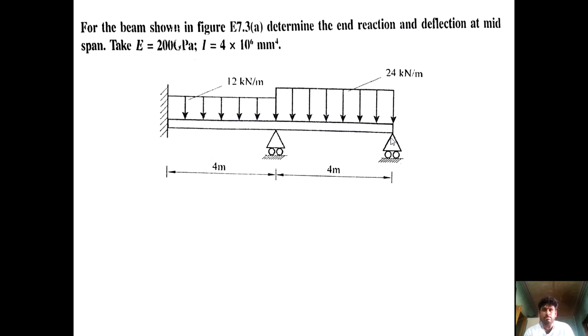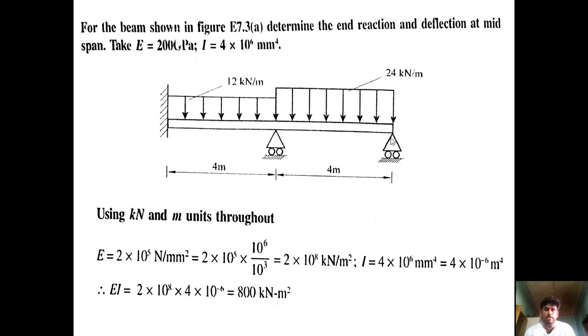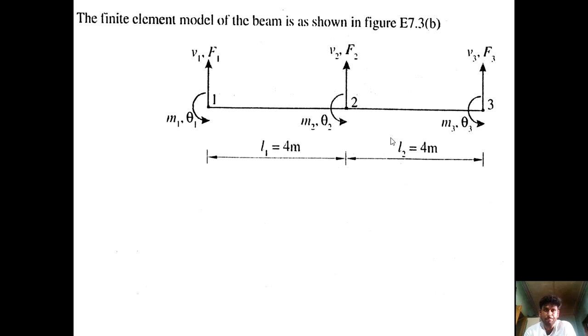Okay friends? Let us proceed to solve this problem. That was basically the first step. Every unit should be converted into kilonewton and meter. Therefore, the value of E equals 2 into 10 power of 8 kilonewton per meter square, and that of I equals 4 into 10 power of 6 meter to the power of 4. The finite element model for the given sketch will be like this.